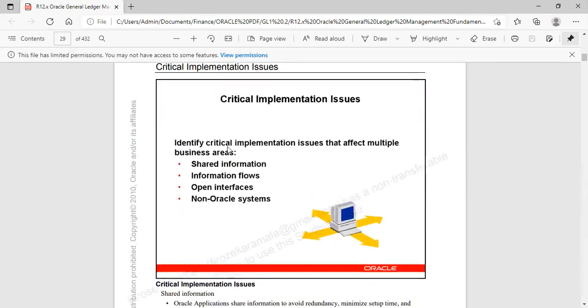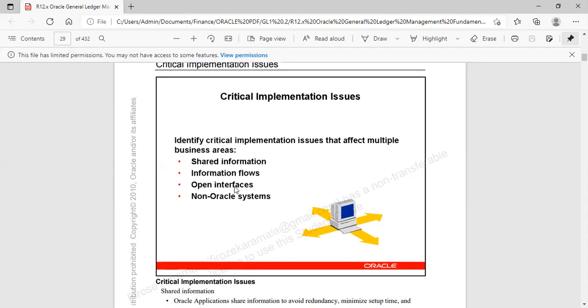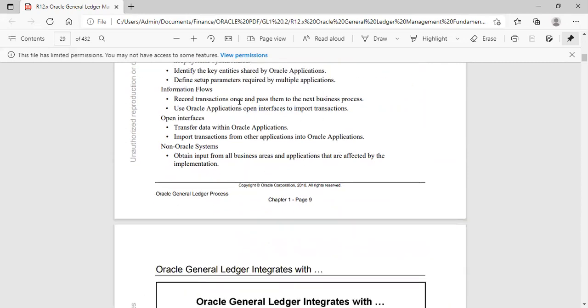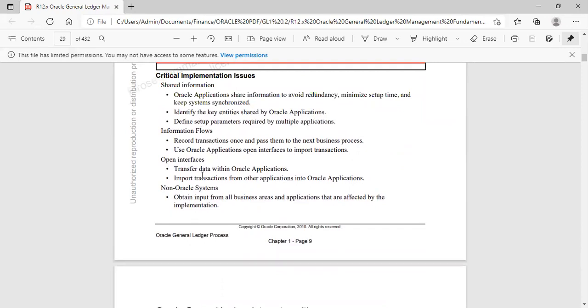The supplier is available in the purchasing module and also in the AR module. So two consultants should not sit on different sides doing their work; they should sit together. 99% of the time the purchasing team has to take care. They will clean the supplier data and upload it. Key entity, setup parameters across multiple applications, record transaction, and once passed to the next business, the open interface is used to import. One point is linked to the next. Transfer data, import transaction for another.